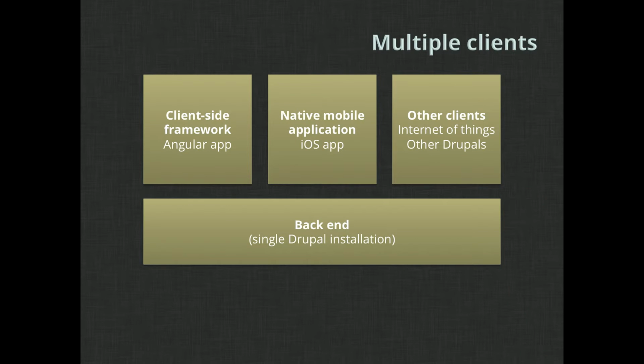So in this case, we can have a client-side framework, an application built in the client-side framework, such as an Angular application. We can have a native mobile application, which is, for example, an iOS application built in Objective-C. Or we can have other clients, namely Internet of Things applications, or let's say set-top box applications like your Roku or your Samsung TV. All sorts of applications now are able to ingest data from Drupal.